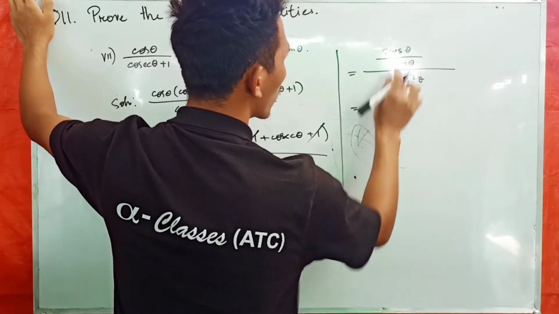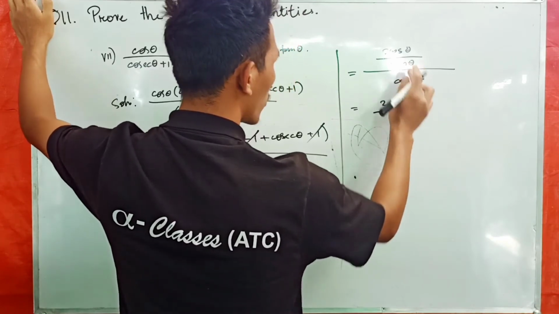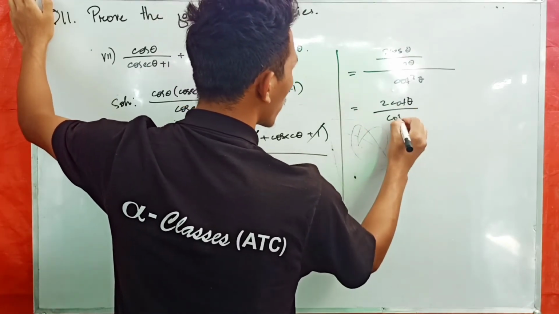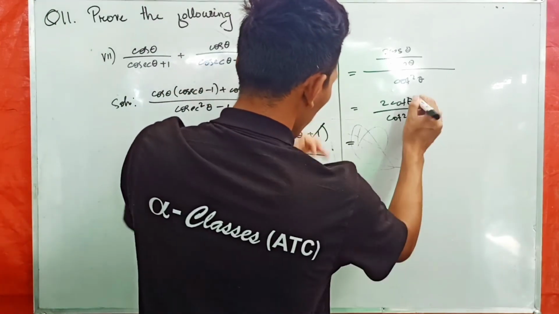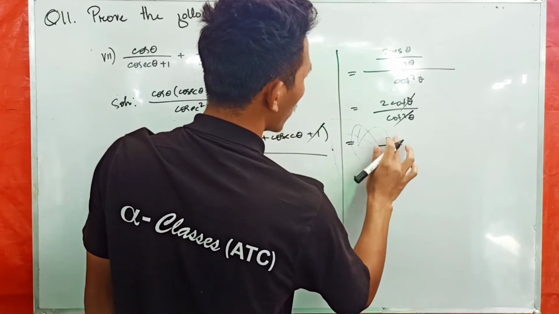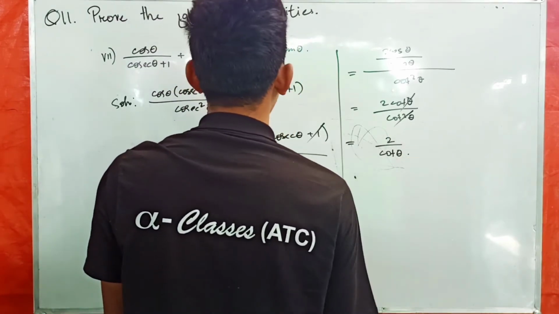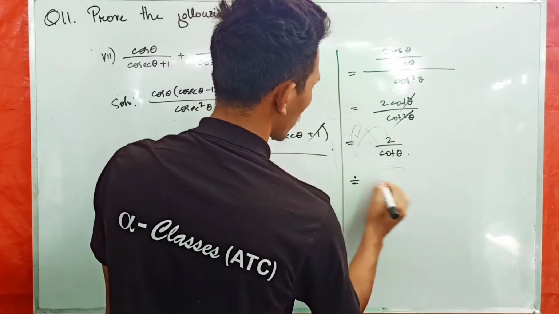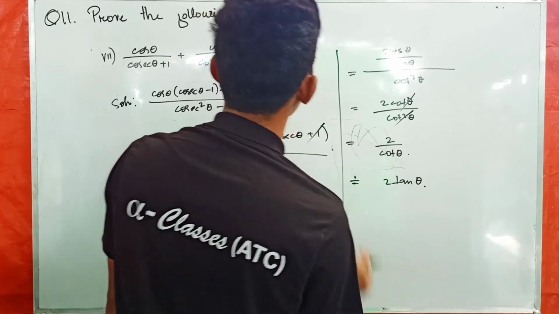Let's skip 2. Cos by sine means cot theta. No square, only to keep square. Now, 2 by cot theta. 1 by cot theta means tan theta. 2 times means 2 tan theta.